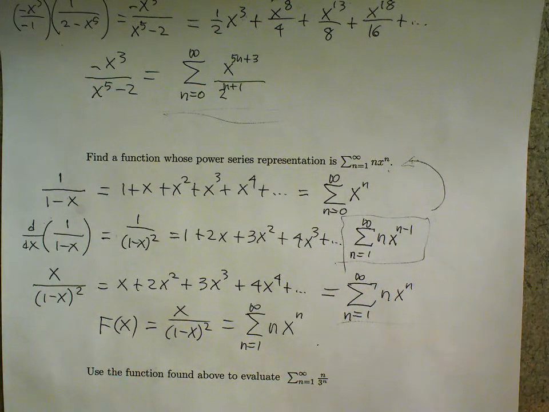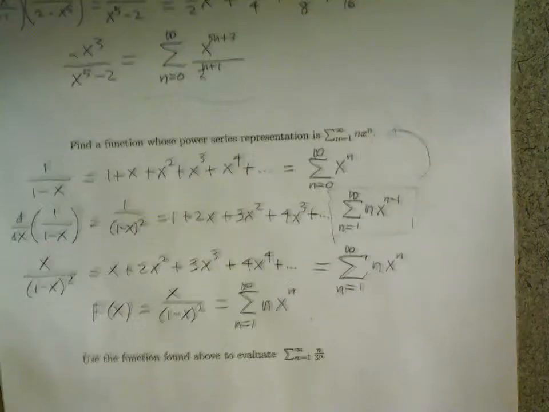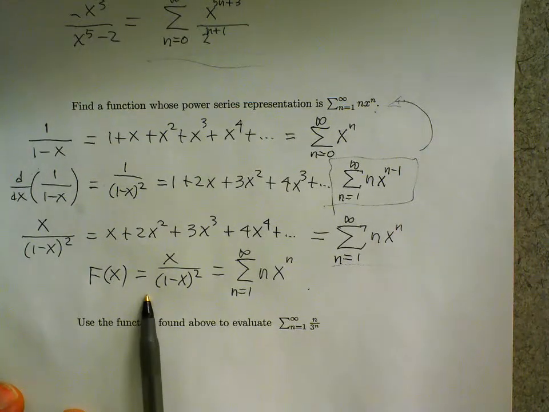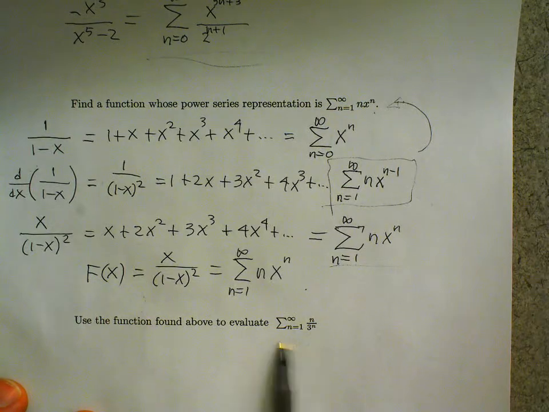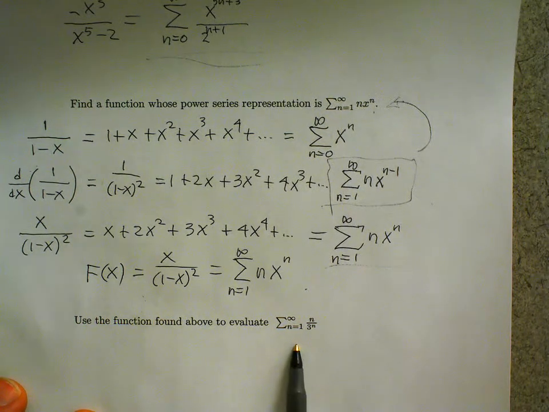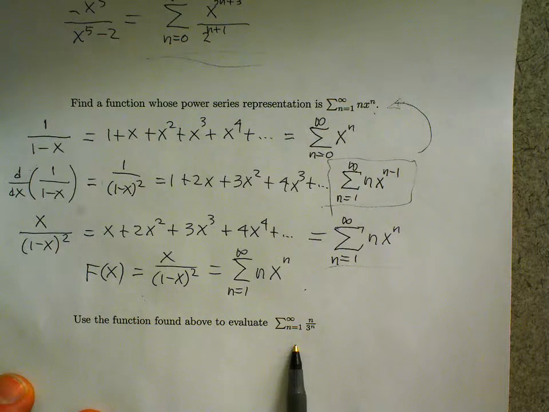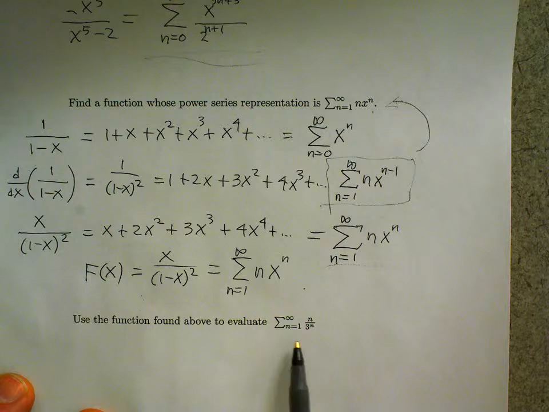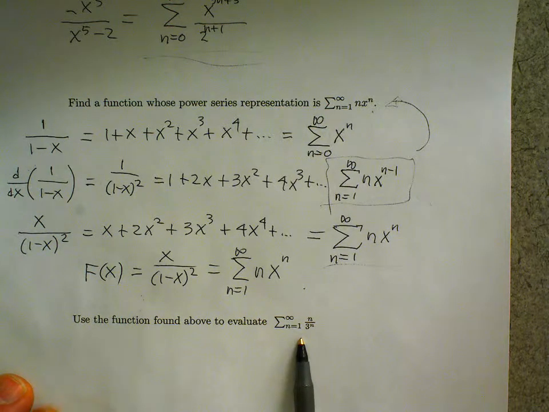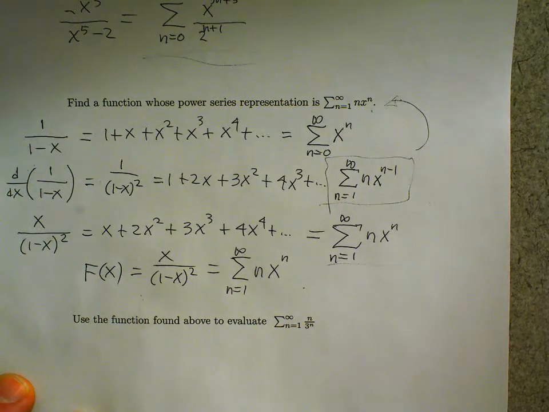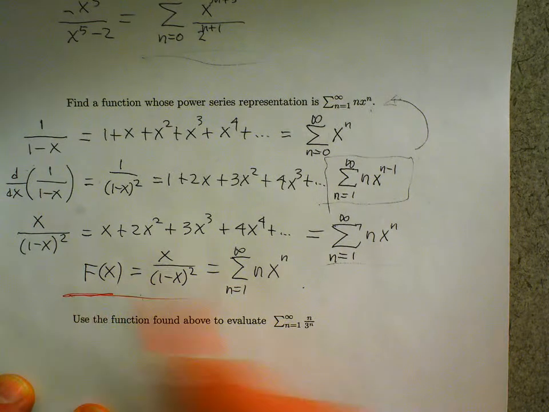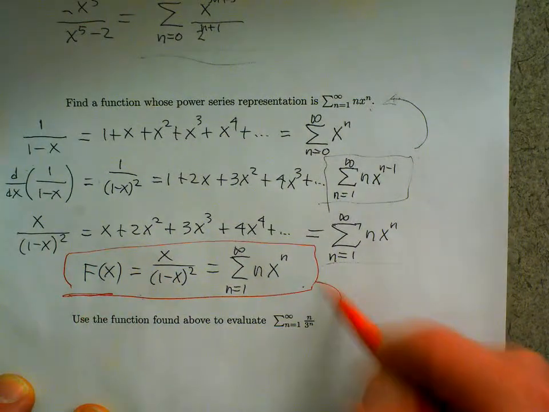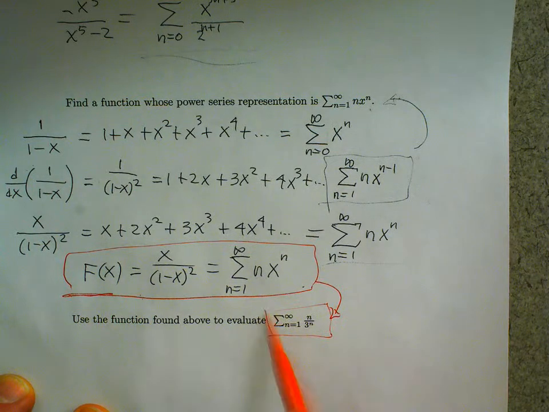Okay, and in the next part, we're going to use the function that we found up here to evaluate this series. So this series, the terms are n over 3 to the n, as n goes from 1 to infinity. So do you see what we're trying to do? We want to use this function to evaluate this series. So what do we do?